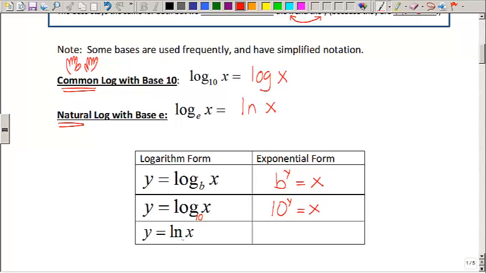Similarly, y equals ln x. ln has a base of e, so in exponential form we have e to the y equals x. This is just a little bit of summary of what we've been trying to talk about earlier.